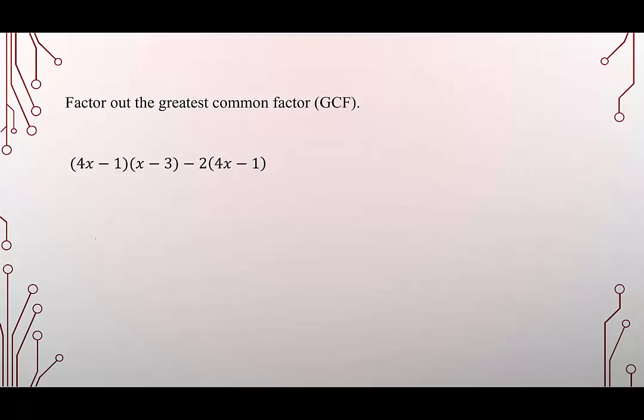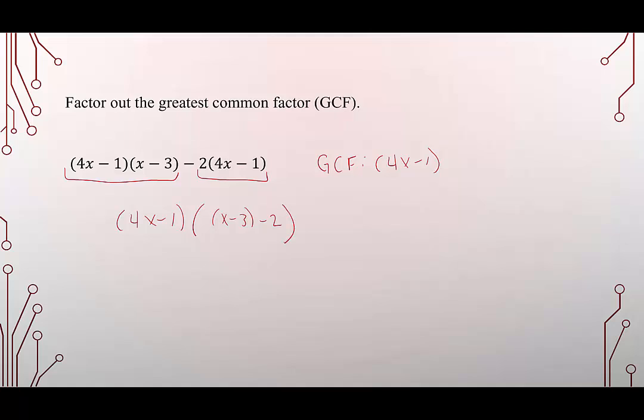Our last example, hit pause, try this one. Okay, what'd you find for your GCF? I figured out that there were 2 terms. Here's one term, and here's another term, and they both have a factor of 4x minus 1. So that's what I want to factor out. I'm going to factor out 4x minus 1, and from the first term that leaves behind an x minus 3, I'm just putting that second set of parentheses for emphasis. And what about the second term? What's left? That minus 2. So this is the first part.